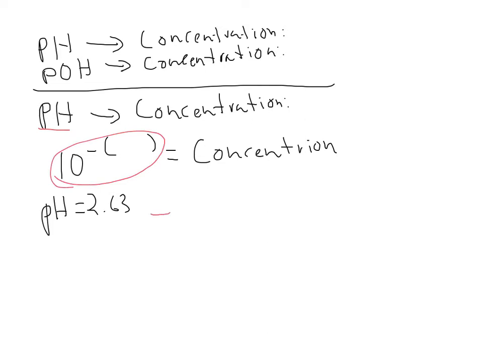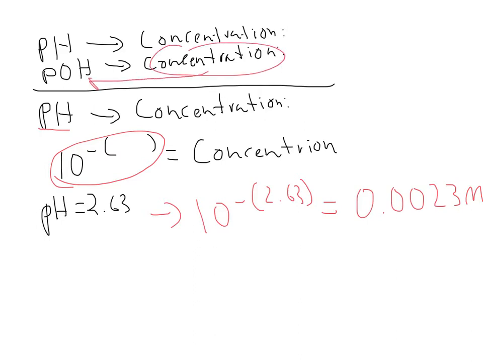So you plug it in. 10 to the minus 2.63 equals 0.0023 molarity. Alright, so that's just a number. It doesn't really make sense. Well, I'm going to show you something else that can kind of make an understanding from this. Given the pH, we can solve for concentration. Given the concentration, we can also solve for the pH.